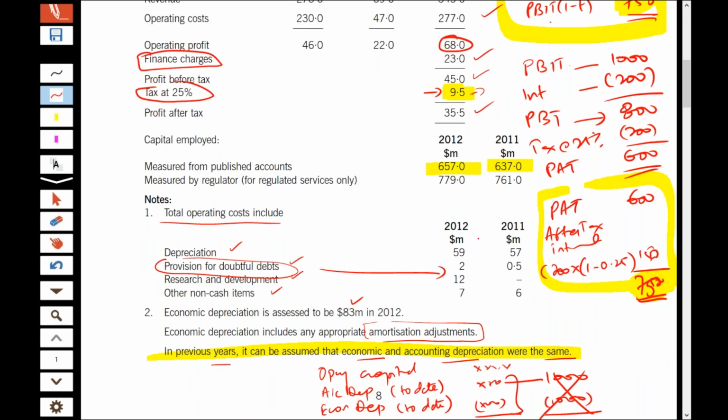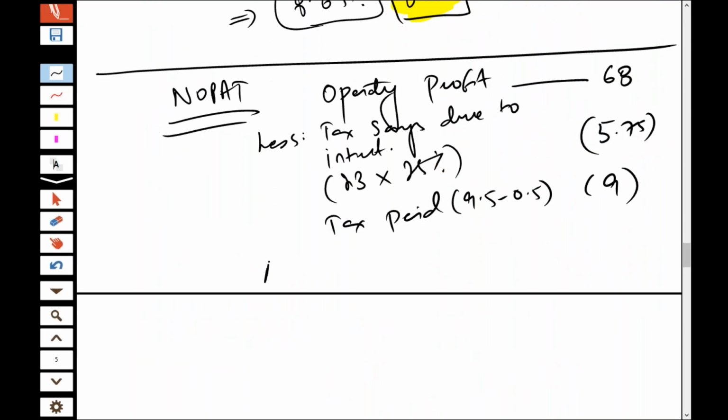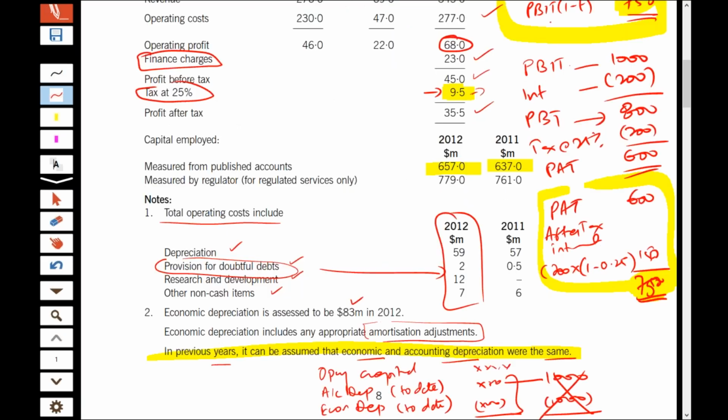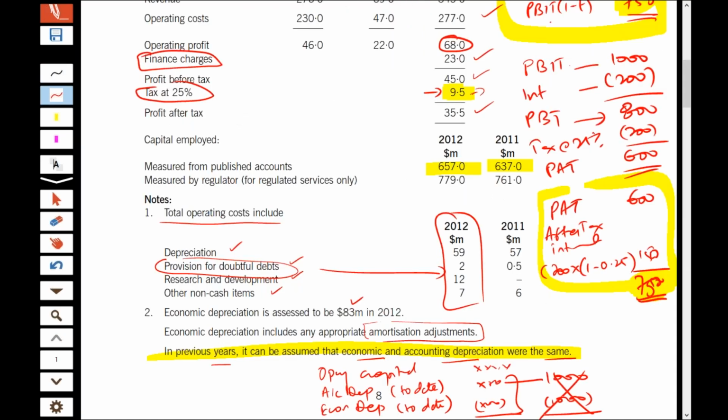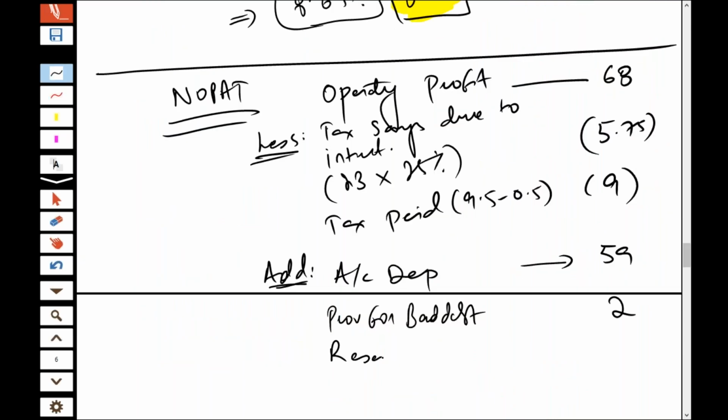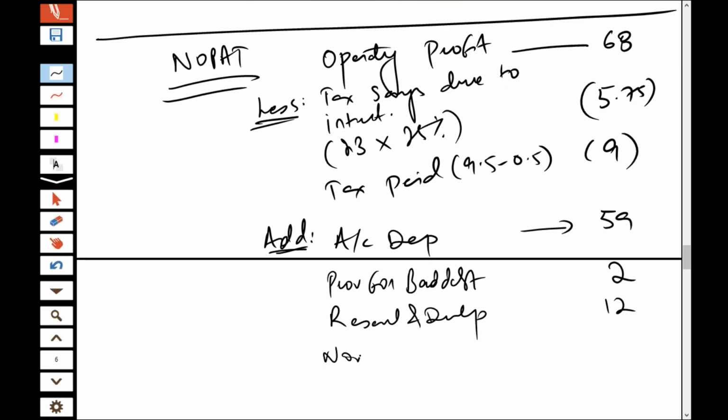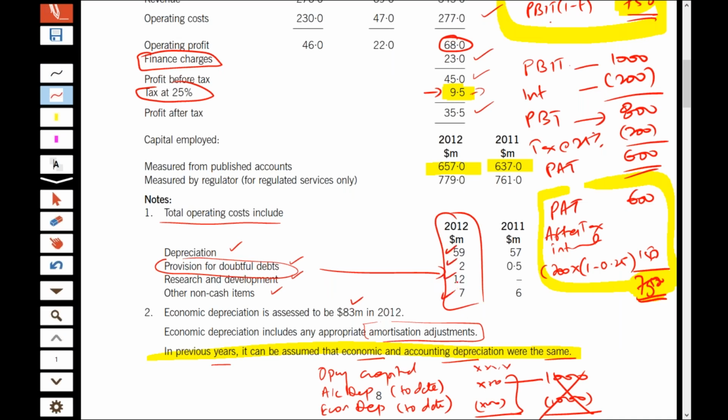Then what happens is, if I go on calculating the operating cost and so, I'll use this column. I've got the add back amounts of accounting depreciation, which is 59. I've got the add back amount for the provision for bad debt, which is going to be 2. I've got the research and development, which is going to be 12. I've got the other non-cash items, which is going to be 7. So you're gonna add up all of them.